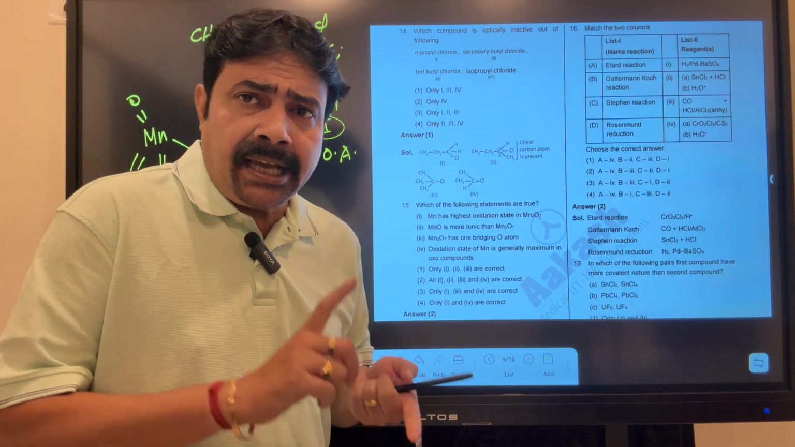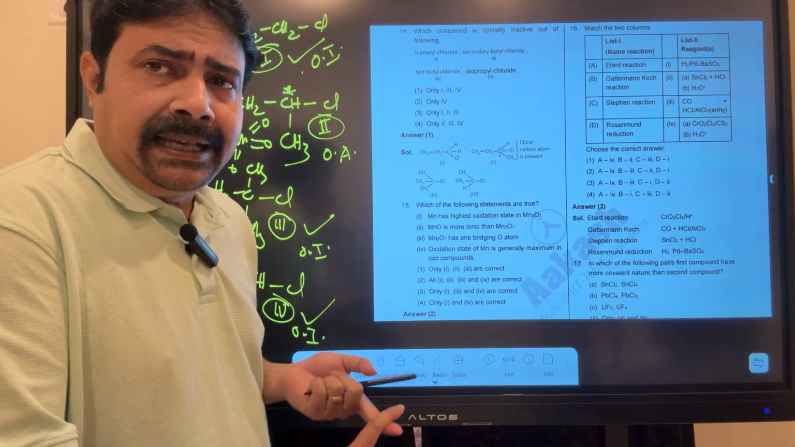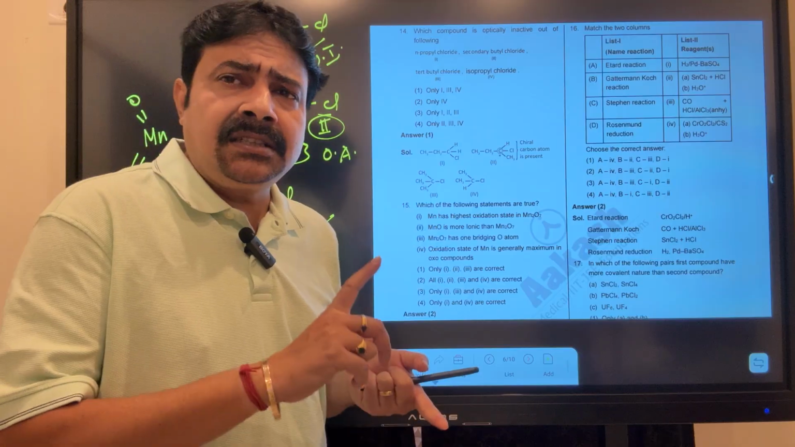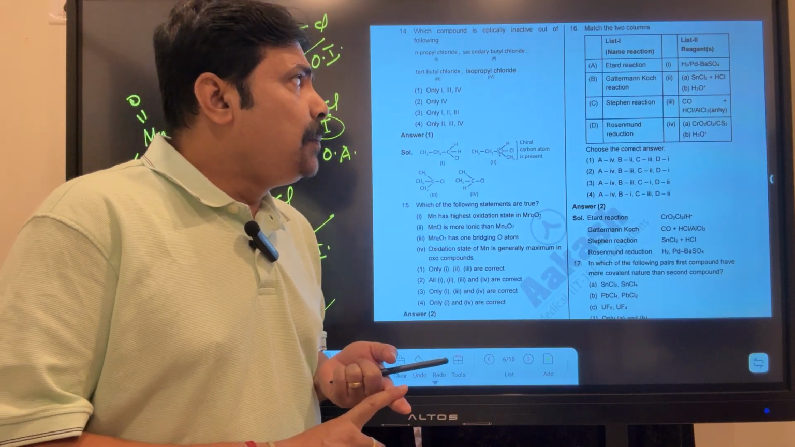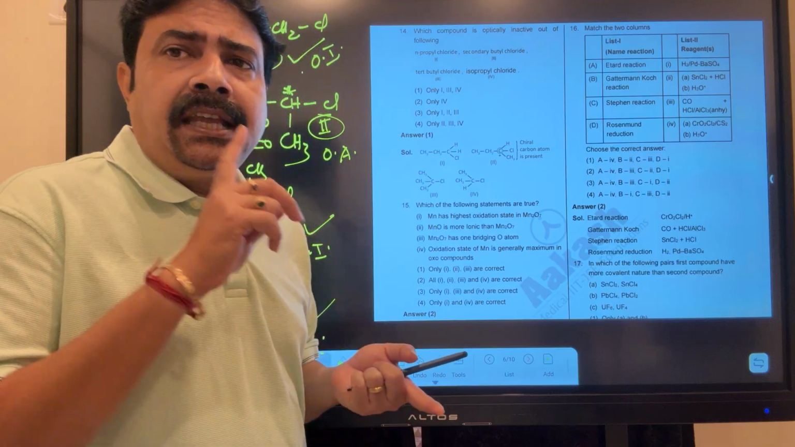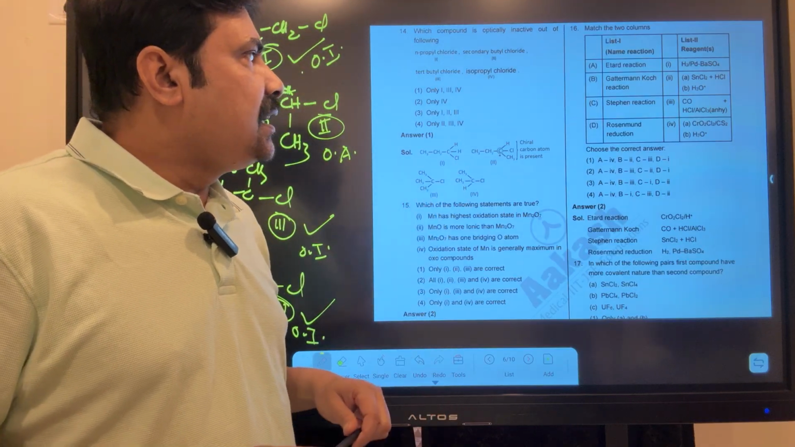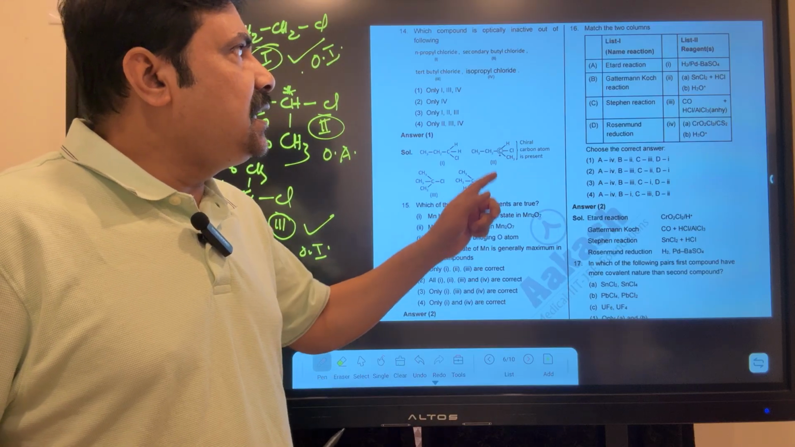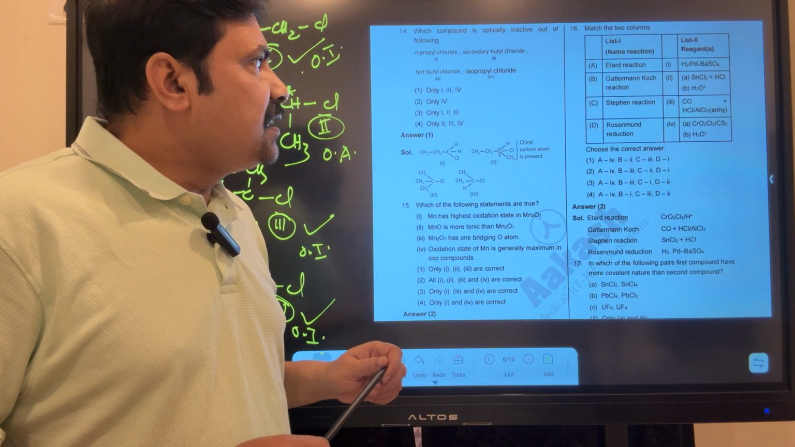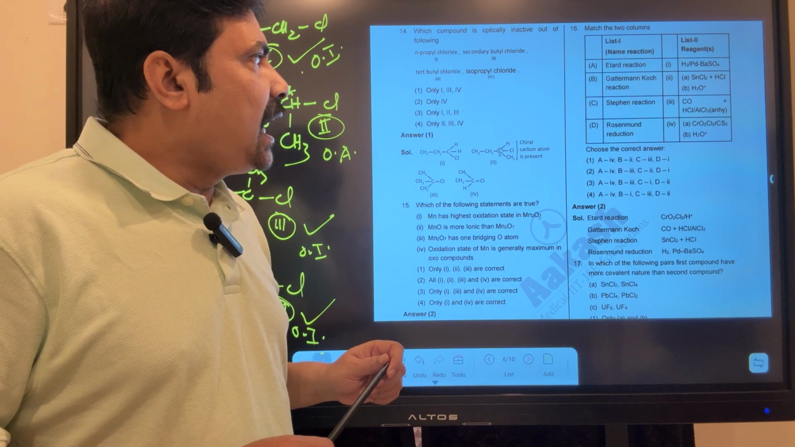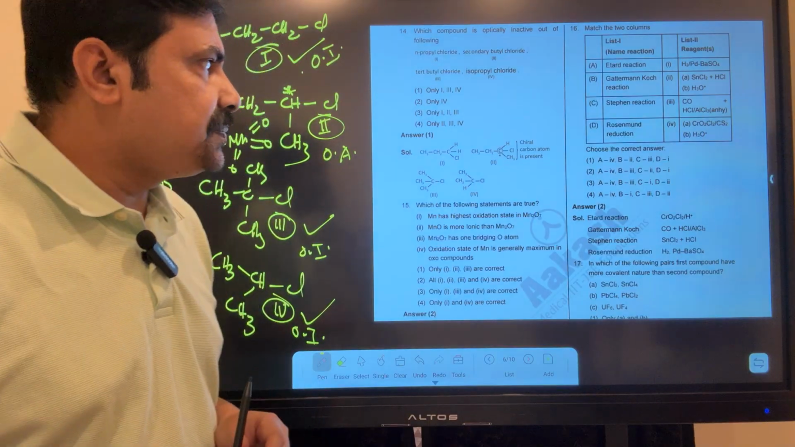Stephen reaction means cyanide, if you treat it with SnCl2 and HCl and then hydrolysis, the corresponding aldehyde you will get. Rosenmund reaction means acid chloride RCOCl, if you treat it with H2, Pd/BaSO4, the corresponding aldehyde will be formed. So that's why D will be matched with 1. Now you look at the options. A is connected with 4, B is connected with 3, C is connected with 2 and D is connected with 1. That's why the second option will be the answer.